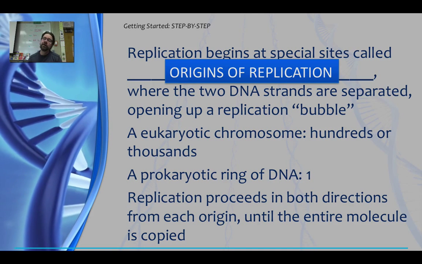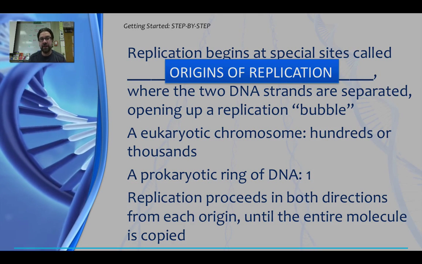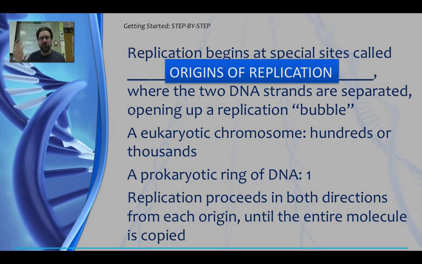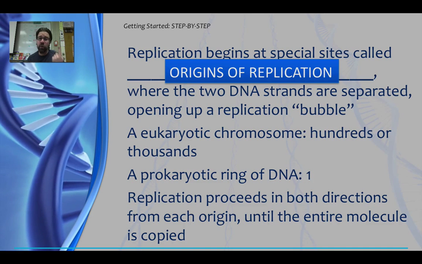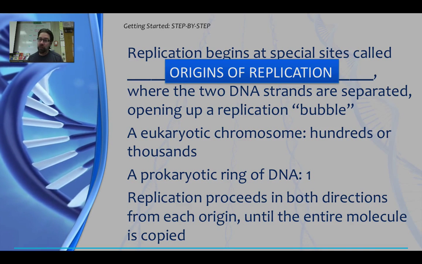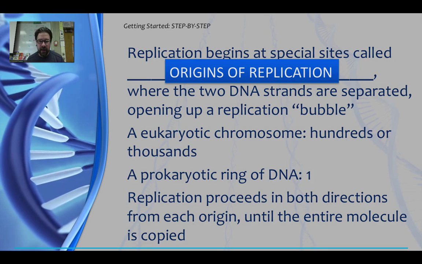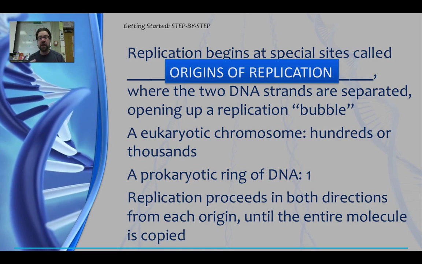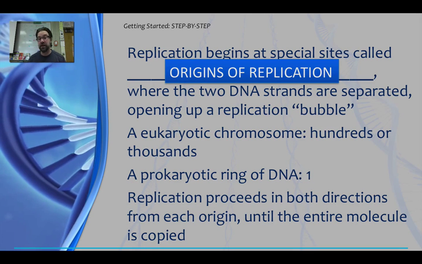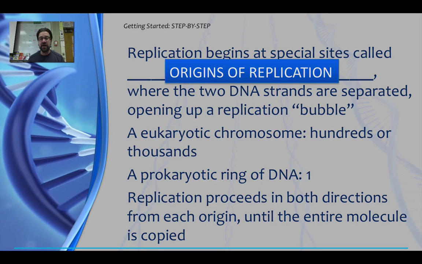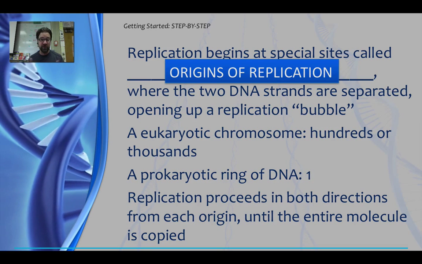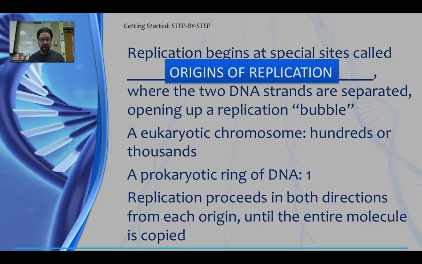Now, in contrasting a prokaryotic cell to a eukaryotic cell, a prokaryotic cell has a lot less DNA, and it's found in a ring. So that is only going to need one origin of replication, or one replication bubble. However, we are eukaryotes, so we have a lot more DNA than a prokaryote does. So for us to get this done in an efficient process, we're going to have a number of those replication bubbles. So eukaryotes have anywhere from hundreds to thousands of origins of replication that open during this DNA replication process.